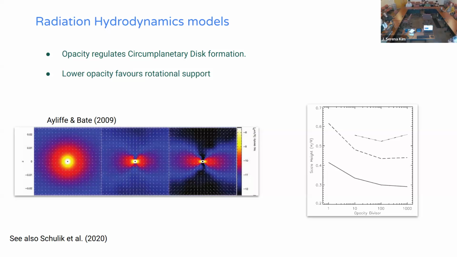And the conclusion was that, for a given planet mass, they put the result in terms of the scale height of the disk versus the opacity divisor, which is a number that refers to different fractions of dust grains in your system. As you increase your opacity divisor, you decrease the fraction of dust grains, so you have a lower opacity. And the scale height is essentially a proxy for the height of the circumplanetary disk. As this scale height increases, you transition from a circumplanetary disk to a more spherical envelope.